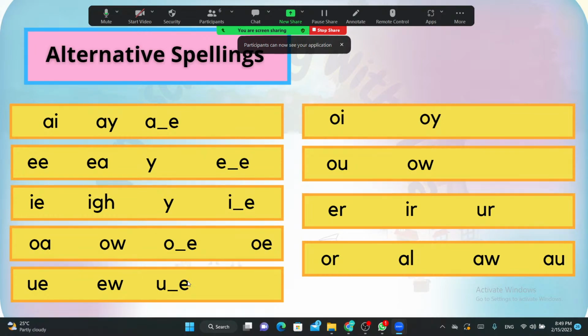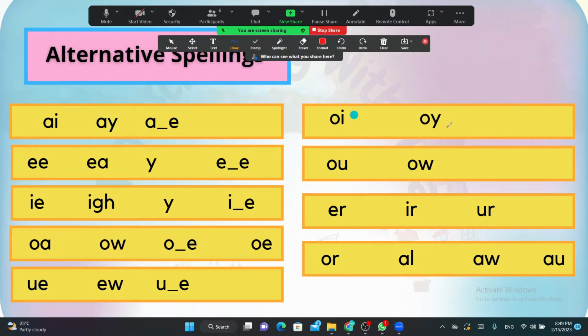Now we have the OI and OY alternative. This is the spelling that we have given in the 42 sounds. Now the alternative is OY. Any reasons why do we use OY and where do we use OY? Yes, please. Turn your mics on.